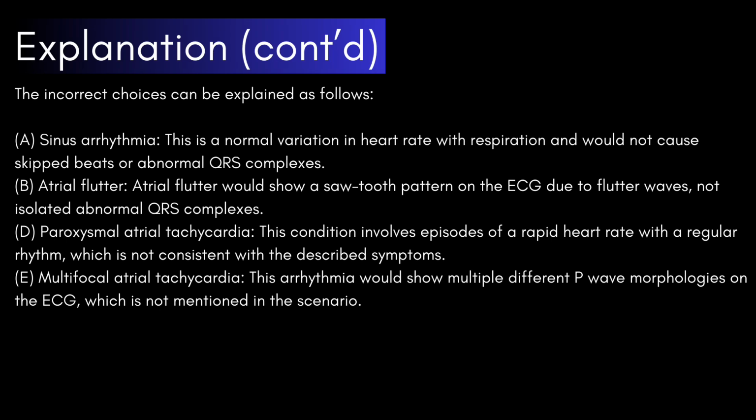D. Paroxysmal atrial tachycardia. This condition involves episodes of a rapid heart rate with irregular rhythm, which is not consistent with the described symptoms. E. Multifocal atrial tachycardia. This arrhythmia would show multiple different P wave morphologies on the ECG, which is not mentioned in the scenario.